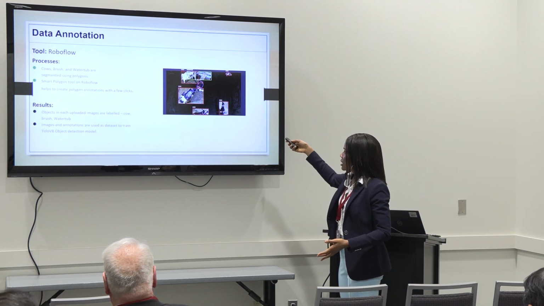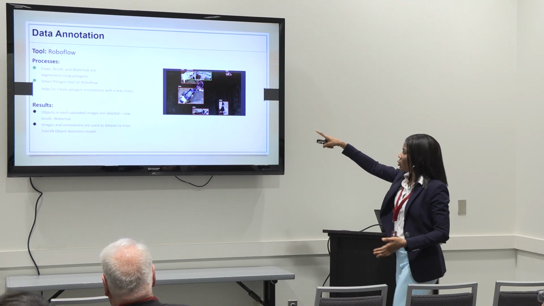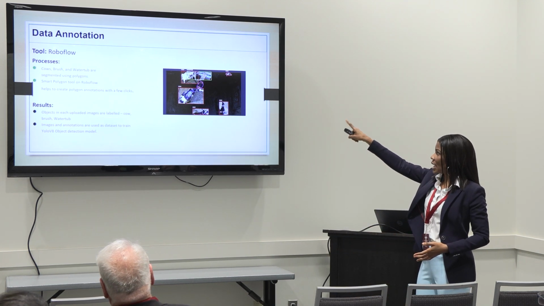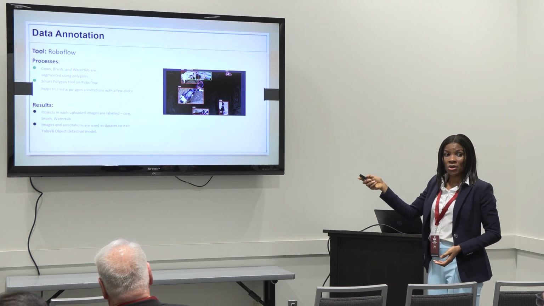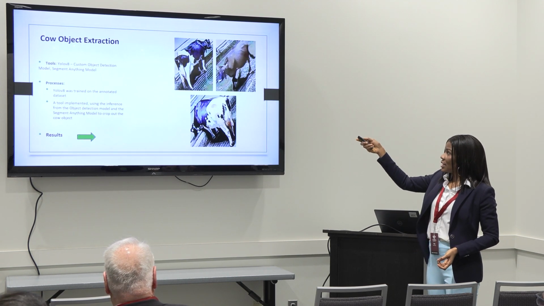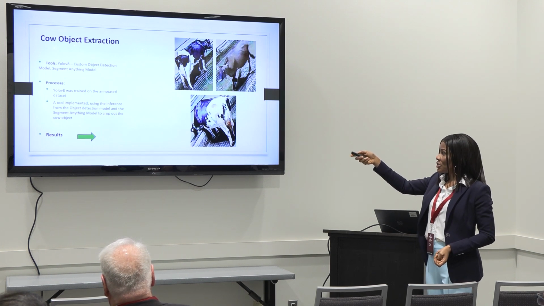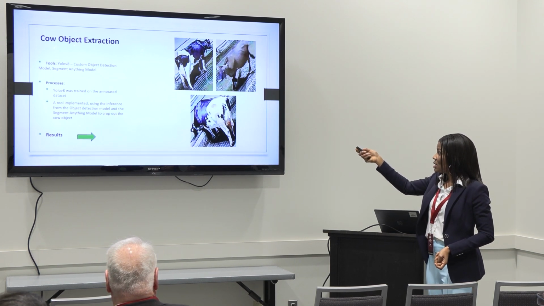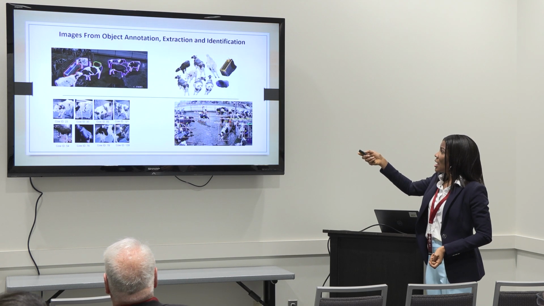This is what the annotation looks like, the RoboFlow. You can see it has those images, those bounding boxes with the labels up there, saying cow, water tub, and brush where necessary. And these are the extracted images that we trained using the CNN model.